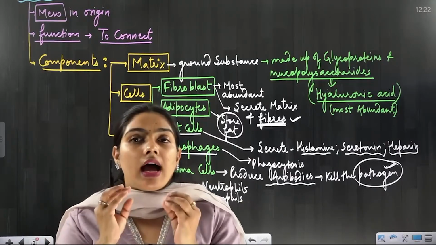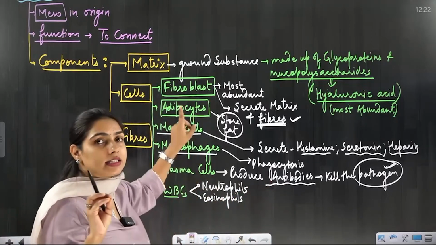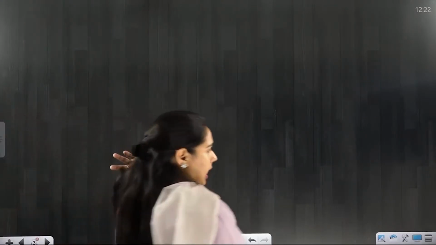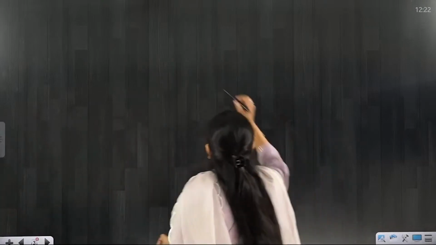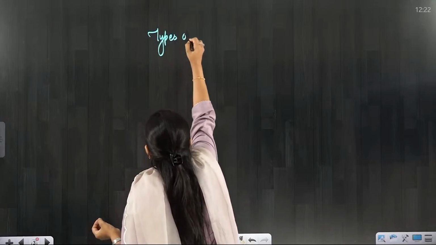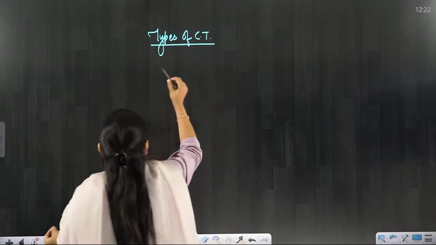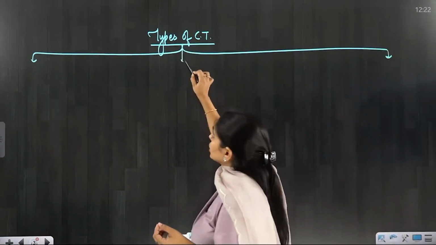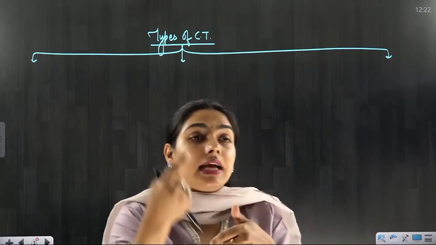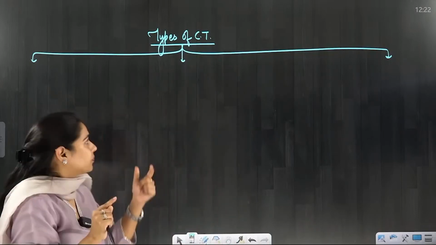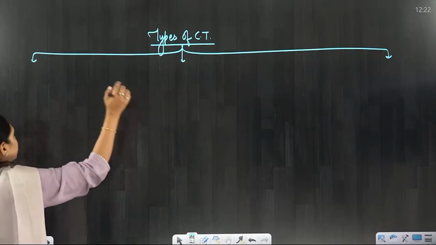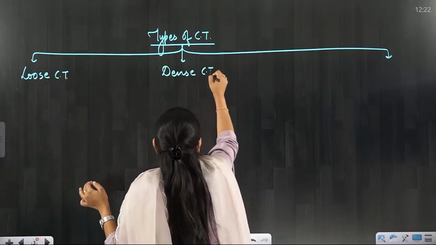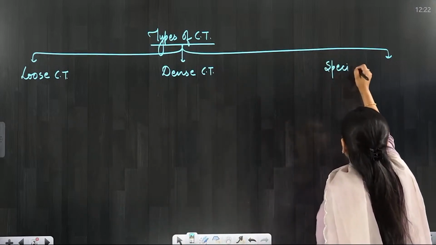Now let me tell you the types of connective tissue. You know that this is the tissue which is the most abundant in our body. So now let us see the types of connective tissue. I will explain the types of connective tissue in brief. If somebody asks you which tissue is most abundant, you will say connective tissue. But in the connective tissue also, which tissue is most abundant? There are 3 main types of connective tissue: loose connective tissue, dense connective tissue, and specialized connective tissue.